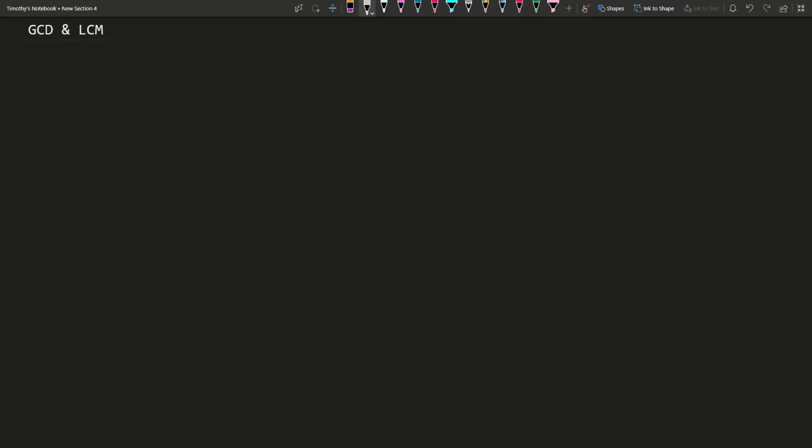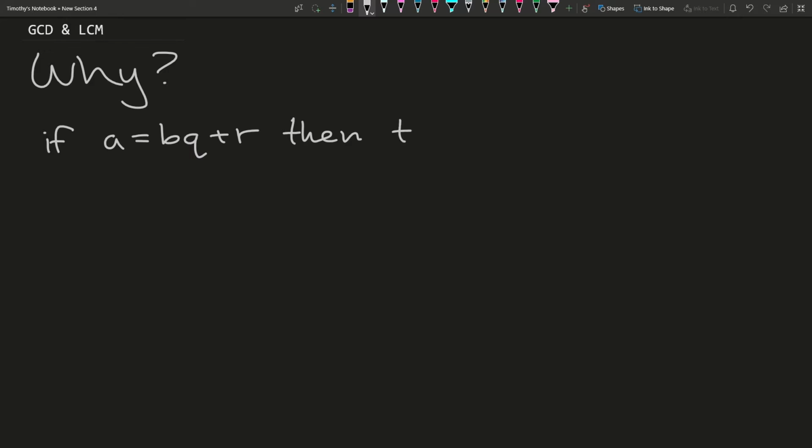Now you might be wondering, why exactly does this work? Basically, how we're going to prove this is we're going to start off with our little claim here. Once again, our claim is that if A is equal to BQ plus R, then the GCD between A and B is the GCD of B and R. Okay, so that's our little claim right there.